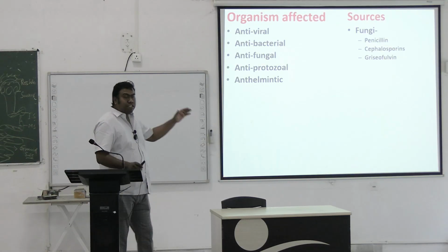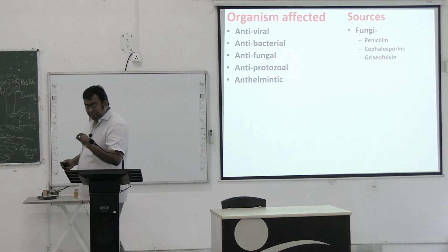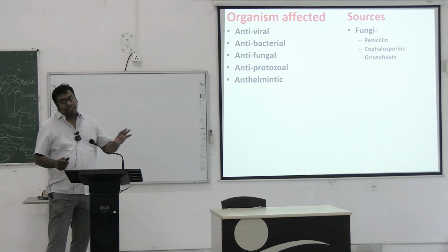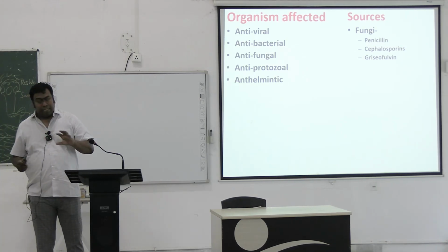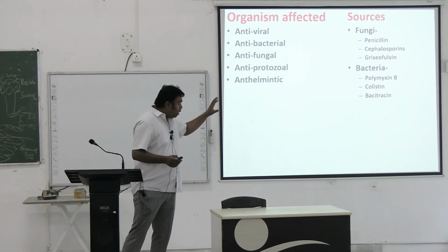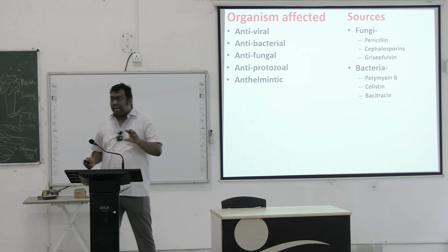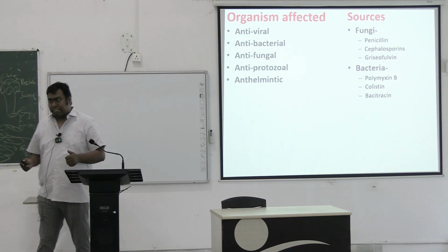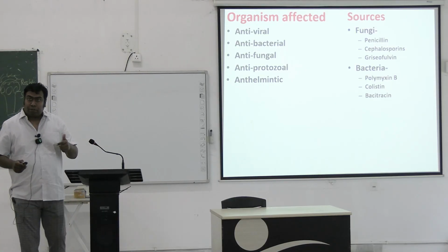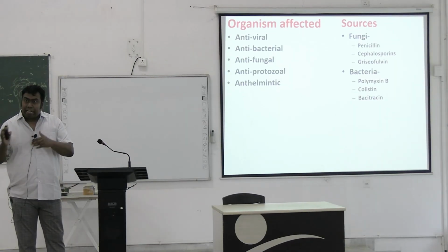Griseofulvin is an antifungal. So not only azoles, griseofulvin and amphotericin B are all antifungals. Then from the bacteria itself, polymyxin B, colistin and bacitracin are developed. They are antibiotics or antimicrobials. What is the difference between antimicrobial and antibiotics?